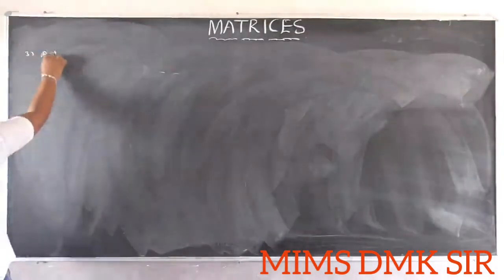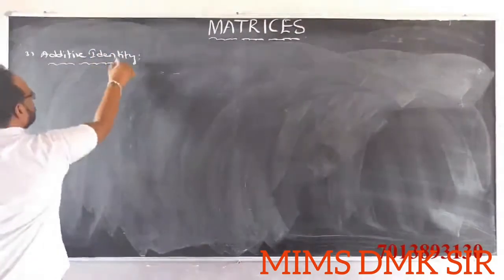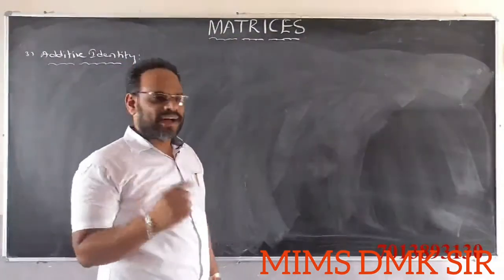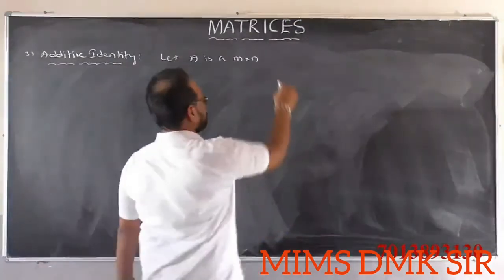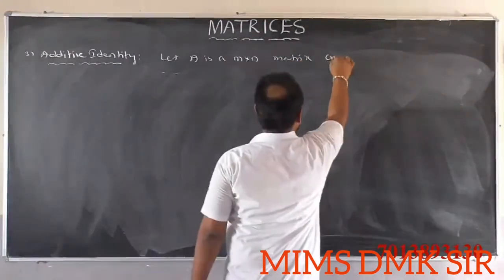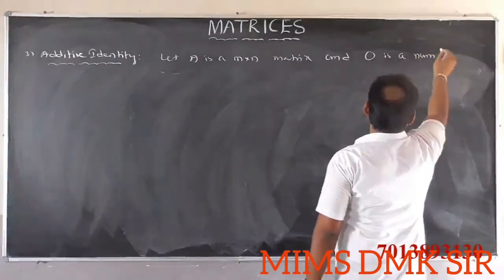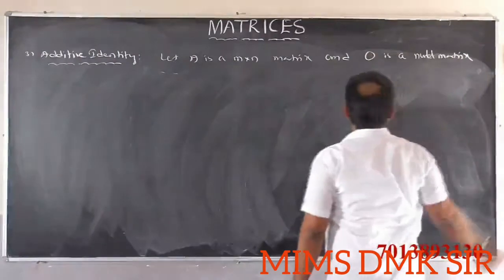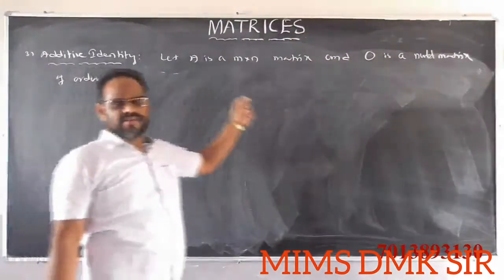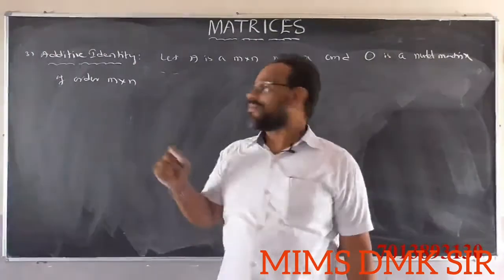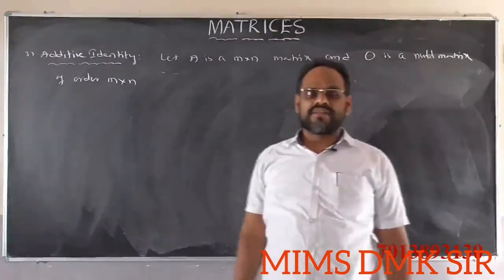Next property, additive identity. That means, let A be a matrix of order m by n, and O, or 0, is a null matrix of order m by n.